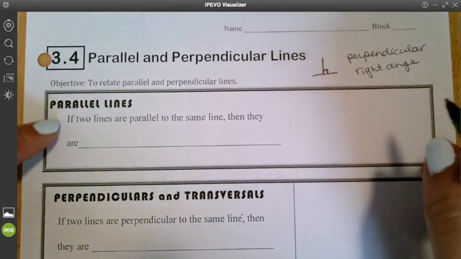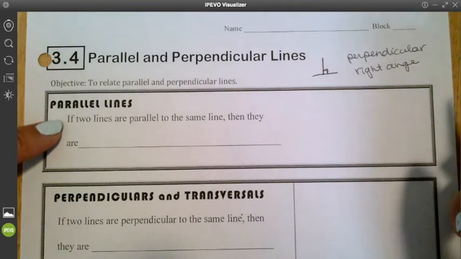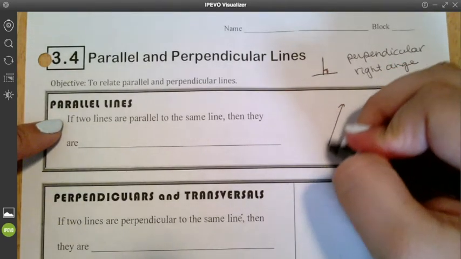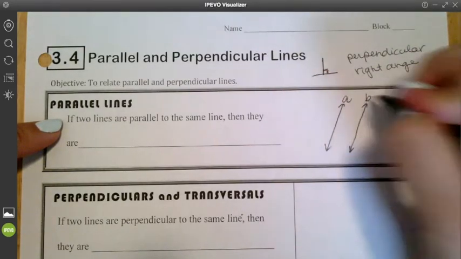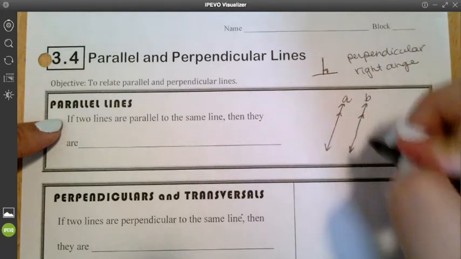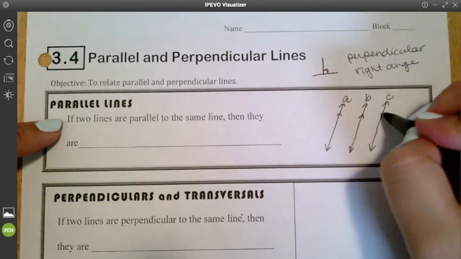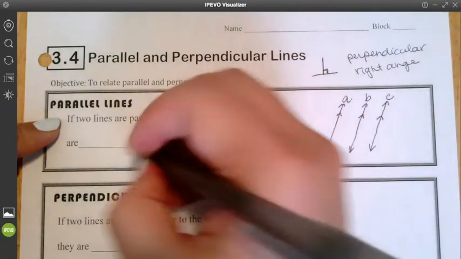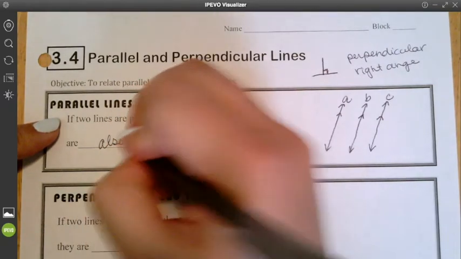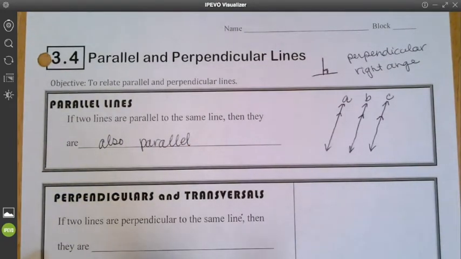Okay. So let's look at some theorems or postulates. So if two lines are parallel to the same line, so here's two lines. Line A is parallel to line B. And then line B is parallel also to line C. Well, if B is parallel to C, they get the same parallel mark, and that means that A and C are also parallel. So if two lines are parallel to the same line, then they are also parallel.